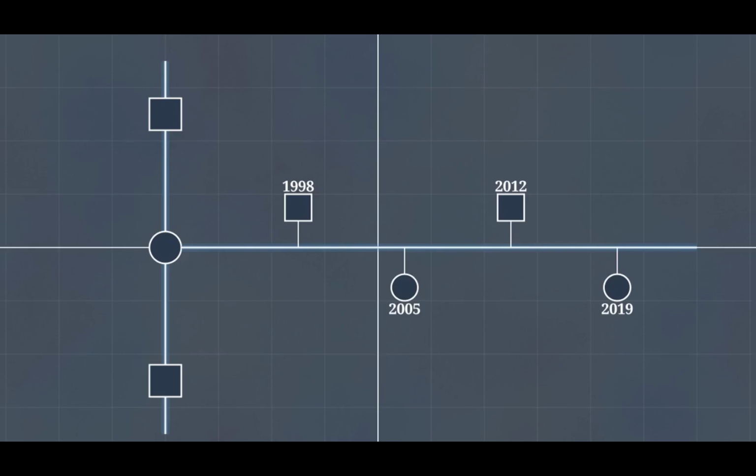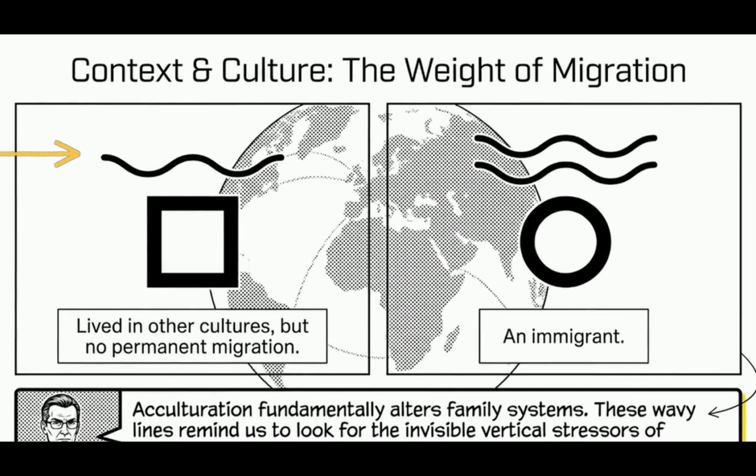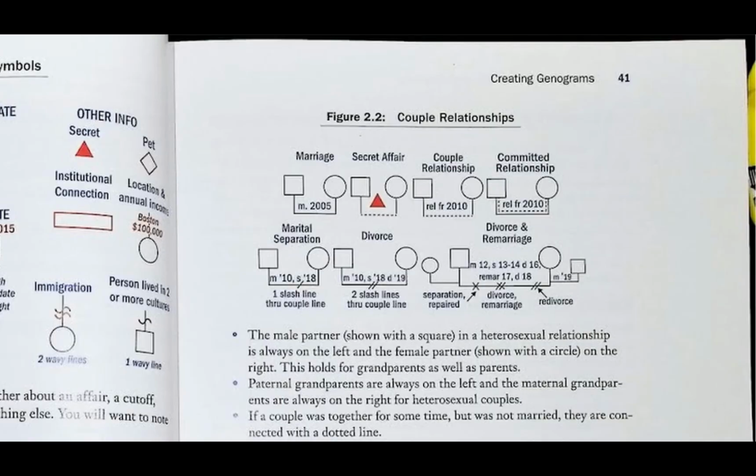This graphic details how the genogram records the stress of migration. Wavy lines above a node indicate a shift in cultural context. A single line identifies someone who lived in another culture but returned, while a double line marks a permanent immigrant. When mapping relationships, the standard convention for a heterosexual couple places the male partner on the left and the female on the right, connected by a solid horizontal line.